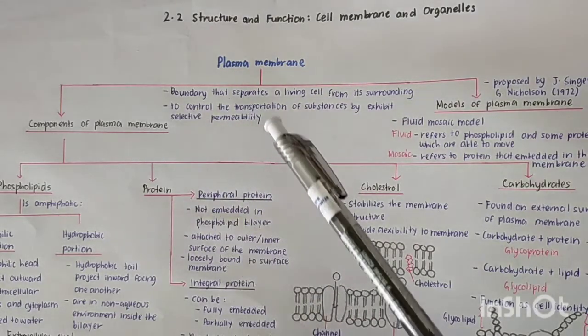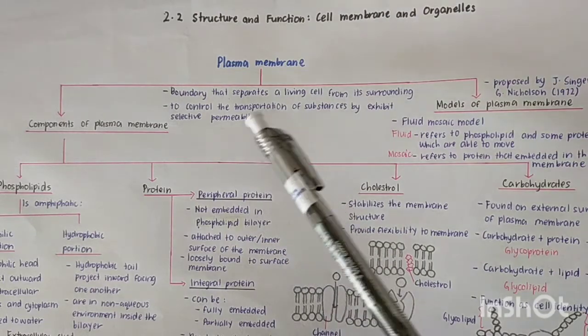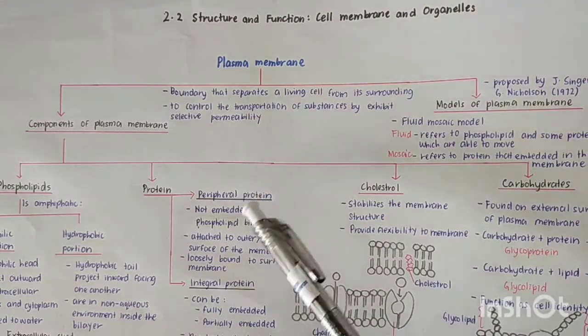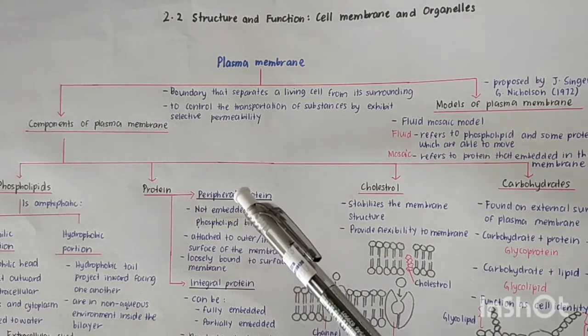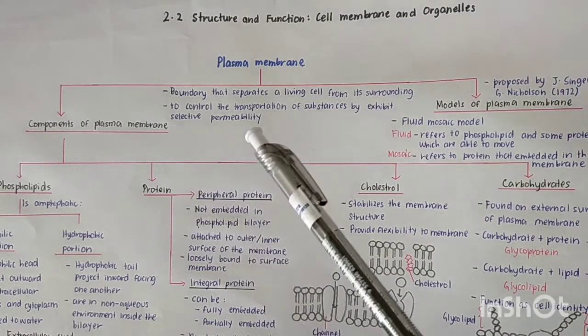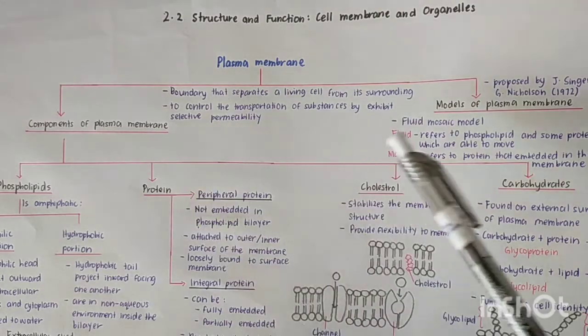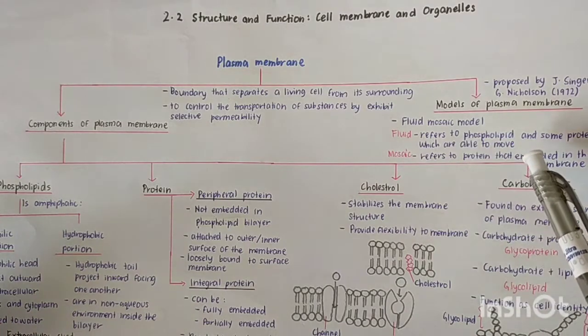If you look at the plasma membrane, not all substances will be able to pass through it directly. An example of a substance that can directly pass through the plasma membrane is a lipid soluble substance. For the plasma membrane, first you have to know the components and also the models of the plasma membrane. So we look at the model of the plasma membrane first.